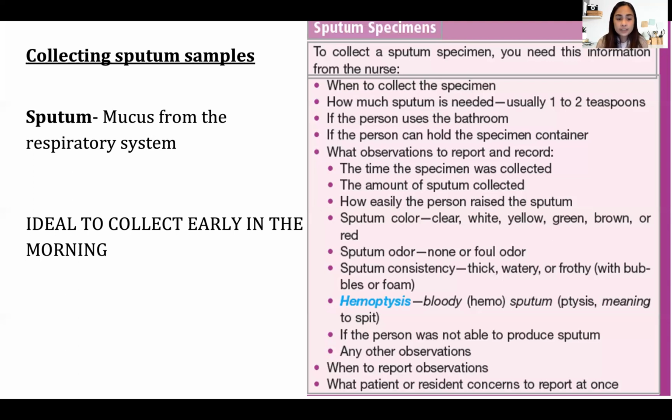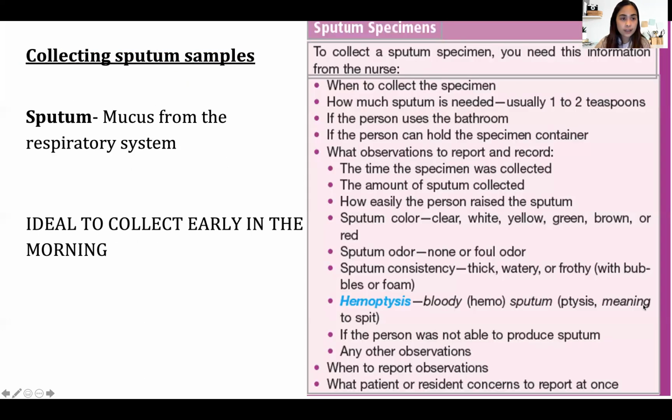Okay. Hemoptysis. What is hemoptysis? It is bloody sputum. So if you see blood in a sputum, it means there is something. Maybe there's bleeding. Maybe there's an infection like tuberculosis. If the person is not able to produce sputum, okay, what they do is nebulize the patient. Okay, it will help the patient to collect sputum. Then, when to report observations, what patient or resident concerns to report at once.